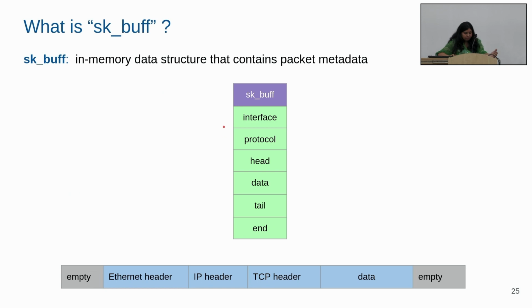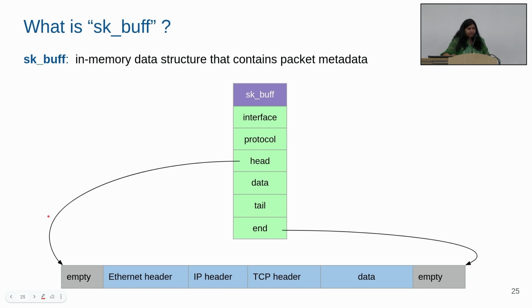So now, coming back to the skbuff, you have multiple pointers. I've shown a few of them here. The head pointer points to the start of the skbuff allocation. The end pointer points to the end of the skbuff allocation. The data pointer points to the start of the actual data. In this case, your actual data is an Ethernet frame, so it starts at the Ethernet header. And the tail pointer points to the end of the data.